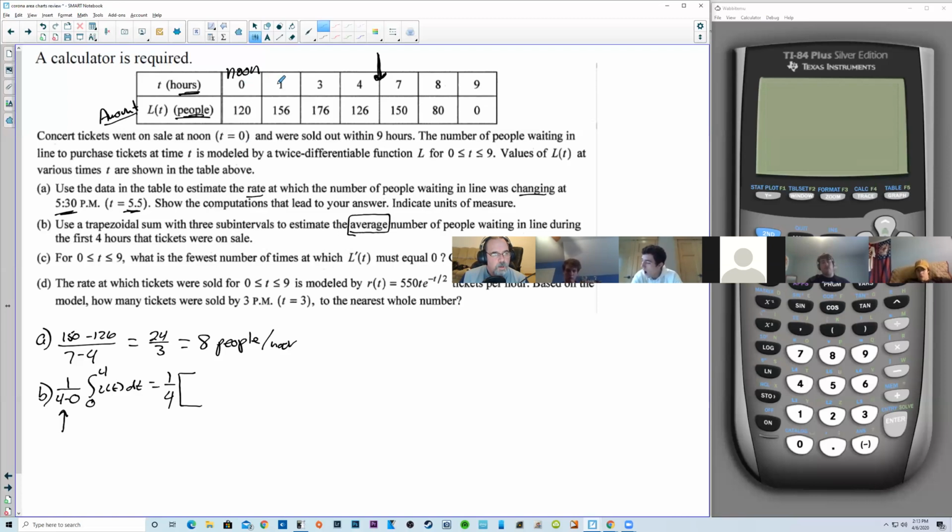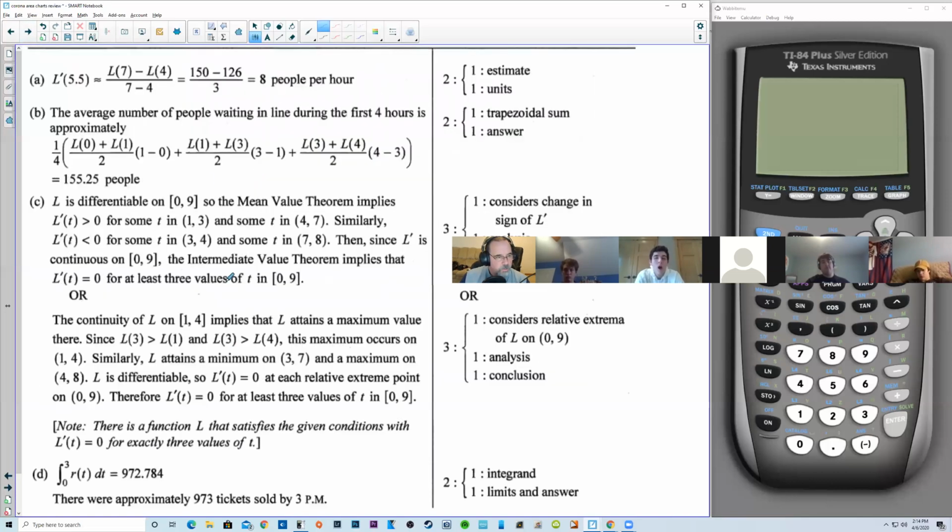So from 0 to 1, our trapezoid has a height of 1. So we're going to have 1/2 times the height, which is 1, and then the 2 bases added together, 120 plus 156. And then from 1 to 3 is 2. Now, this is why we can't use the trapezoidal rule, because one of the heights is 1, the other height is 2. If they're different, you have to figure out individual trapezoids. So then 156 plus 176, and finally 1/2 times from 3 to 4 is 1 unit. And that's 176 plus 126.